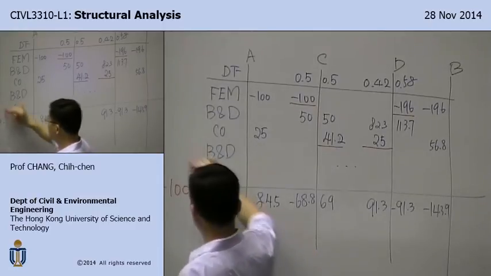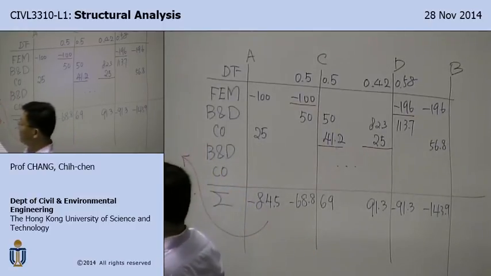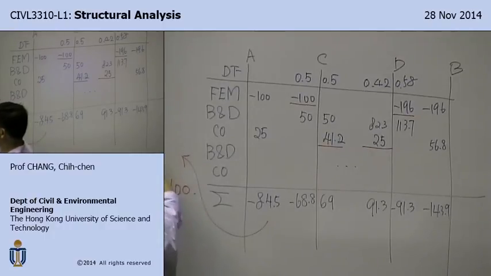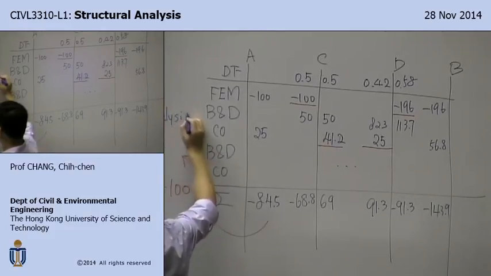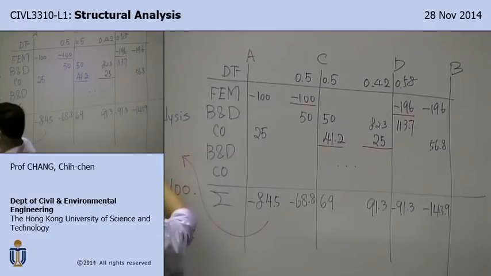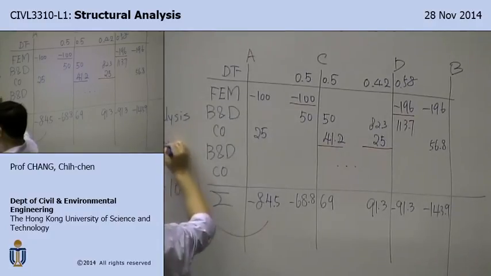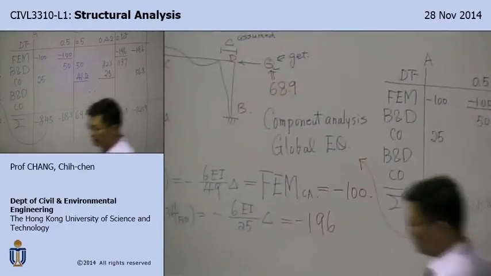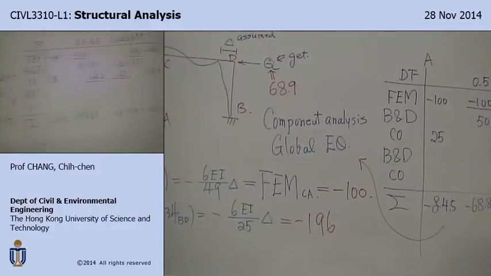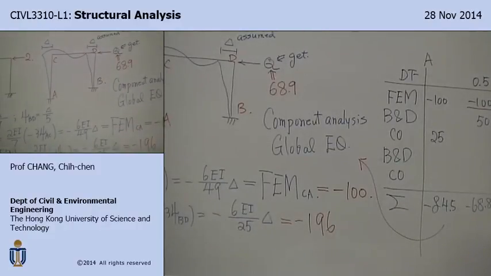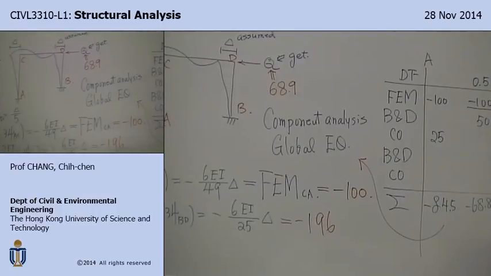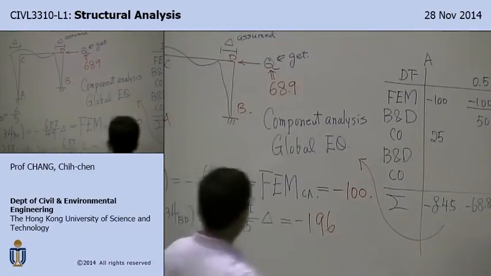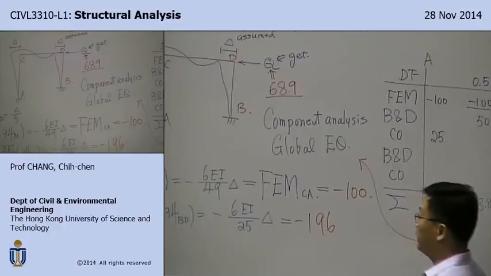So let me just do this, fill in the blank. All right, just do component analysis. Get the shear force just like here. Component analysis, get the shear force, and then go to the global conditions. Use the global equilibriums to find the force. And the force is found to be 68.9.